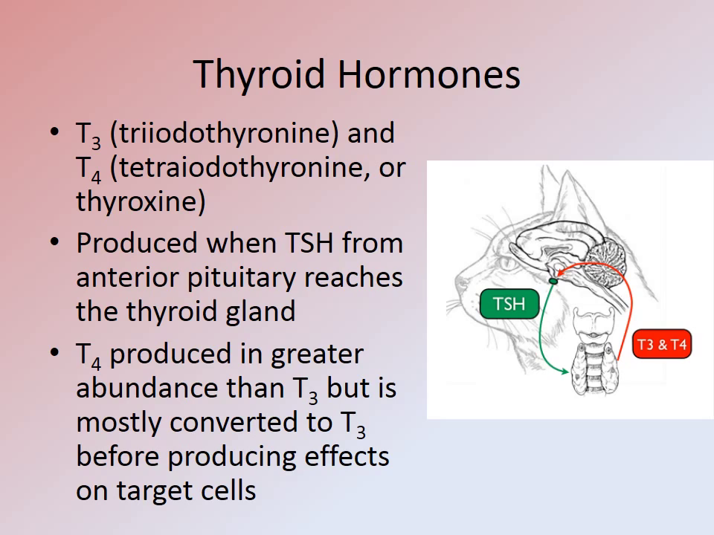The thyroid hormones that are produced are T3 and T4. They're produced when TSH from the anterior pituitary gland reaches the thyroid gland. T4 is produced in greater abundance than T3, but is mostly converted to T3 before producing effects on its target cells.